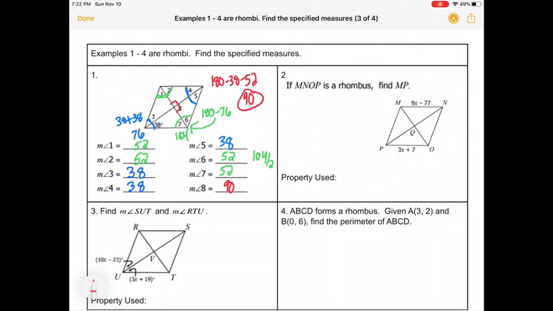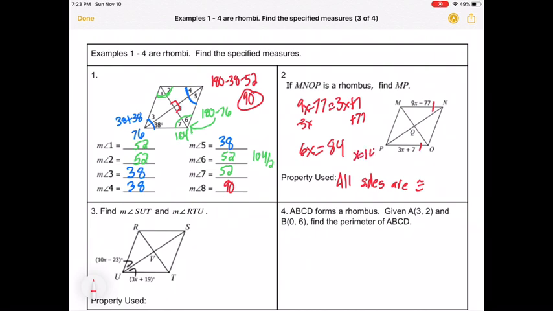So if MNOP is a rhombus, find MP. So to start, you should know that MN is the same as PO. So property used, you could say opposite sides are congruent, but since this is a rhombus, it'd probably be easier to say all sides are congruent. So you would do 9x minus 77 equals 3x plus 7. Minus 3x, add 77, 6x equals 84.